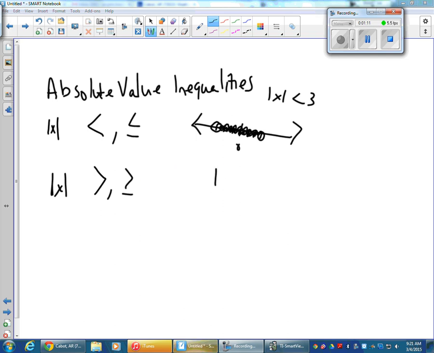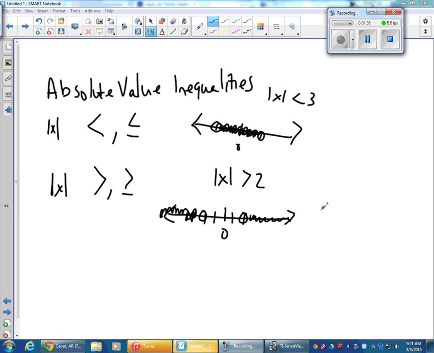When you have a greater than, it means it's going to be more than so many units away. If I said the absolute value of x is greater than 2, and zero is here in the middle, I'm going to be more than 2 away, so I would start from 2 and go to infinity this way, or from -2 and go to negative infinity this way. That's how absolute value is going to work.